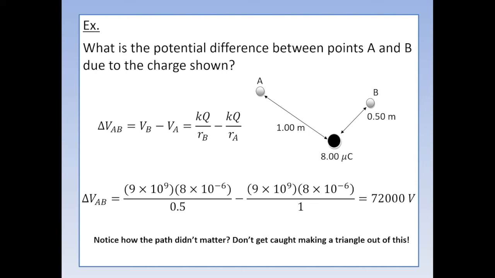When we substitute in our values for that, we get a value of 72,000 volts. So I really want you to recognize the fact that this is not a vector quantity. You do not change this into some sort of Pythagorean theorem case.